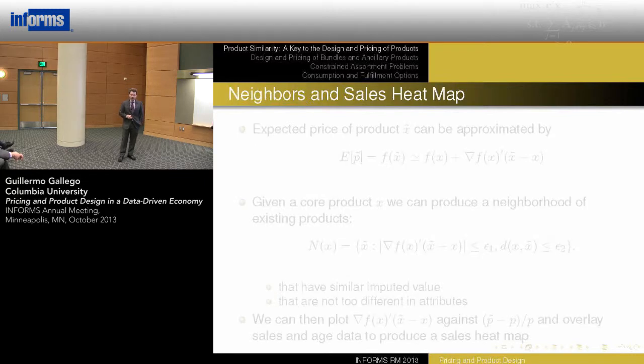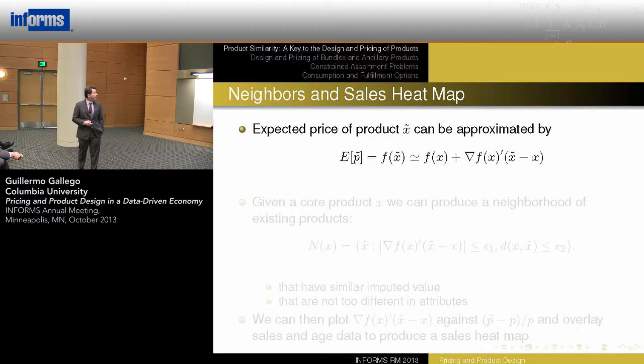So what can you do once you fit a model like this, a hedonic model? You can approximate the expected price of another product, either existing or not. And you do this by just using Taylor's expansion, first order Taylor's expansion. And essentially it tells you that the expected price of product X tilde is the expected price of product X plus this quantity here, the gradient times the difference in the components.